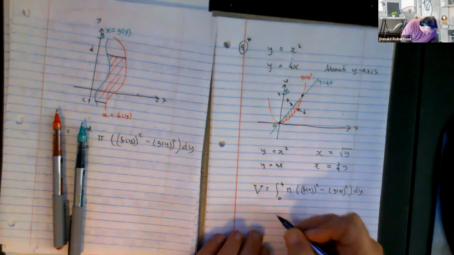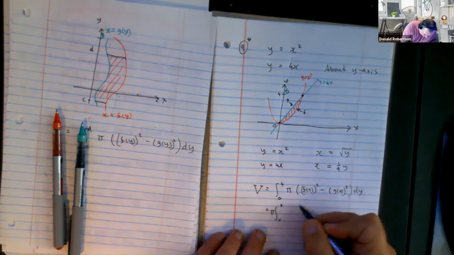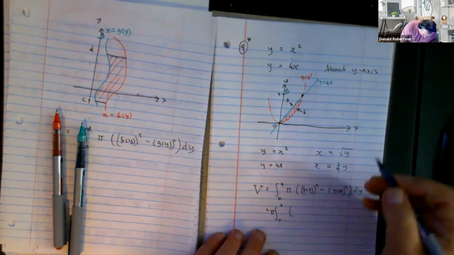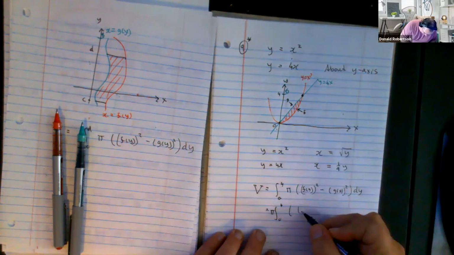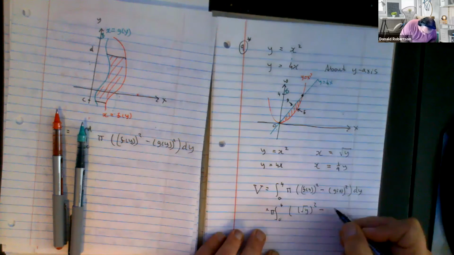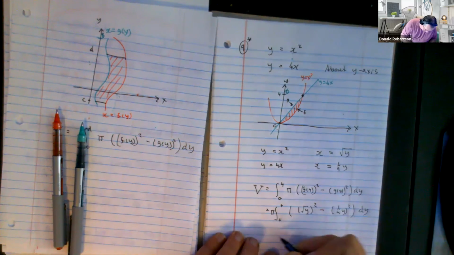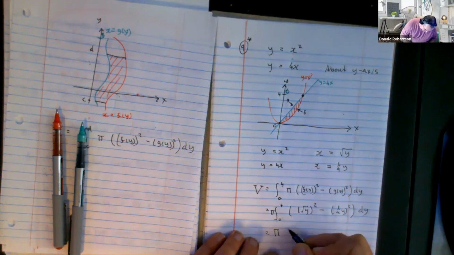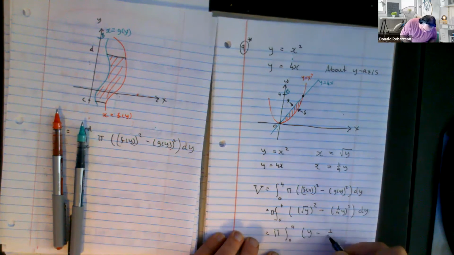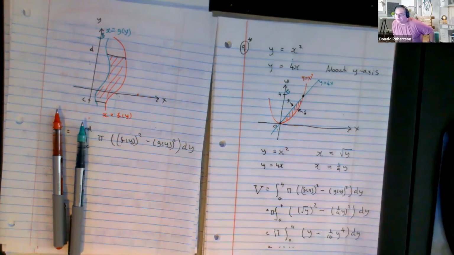So what we have here is the integral from 0 to 4 of f of y, which is this fella, but he's written like that. So it's the square root of y squared, take away the straight line, which is 1/4 y squared, dy. That becomes pi, the integral from 0 to 4 of y take away 1/16 y to the 4. At this point here, would you agree the hard part's over with?